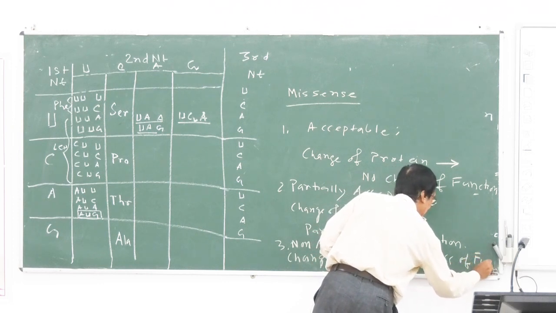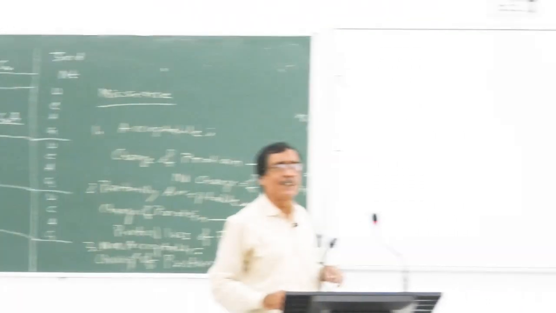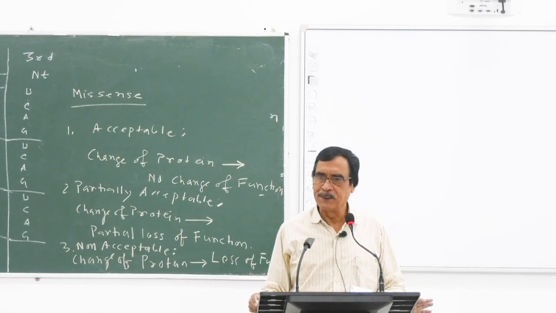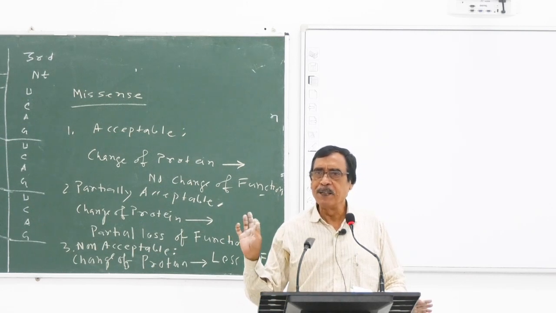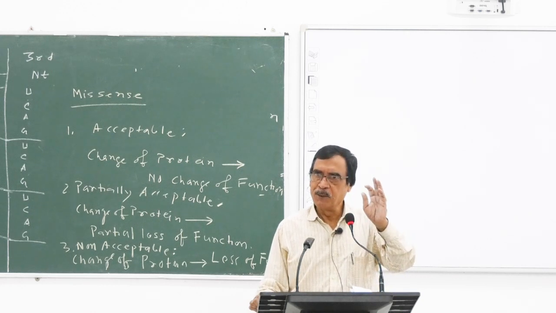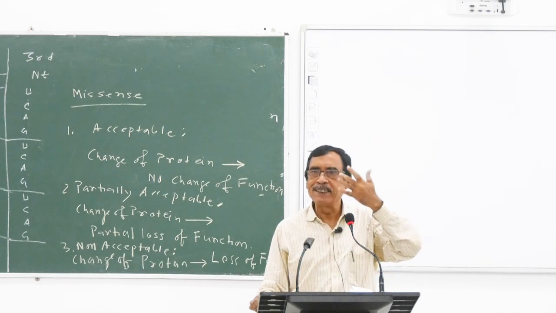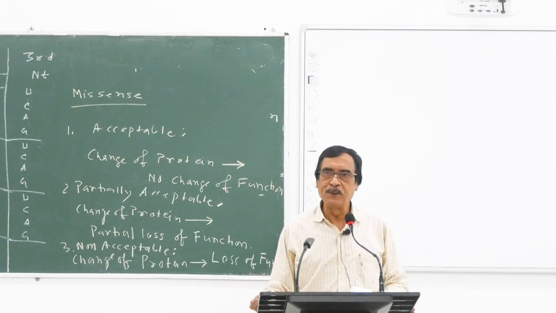Total loss of function of the protein. Change of protein leads to total loss of the function of the protein. That mutation is unacceptable. Unacceptable missense mutation. Okay? So there are three types of point mutation. One is silent, no change of amino acid. One is the missense, change of amino acids. Third one is the nonsense. Amino acid is changed to nonsense codon. Functional codon is changed to nonsense codon. That is nonsense mutation.